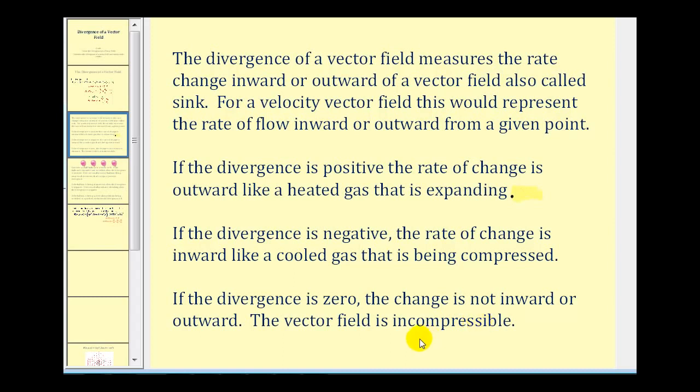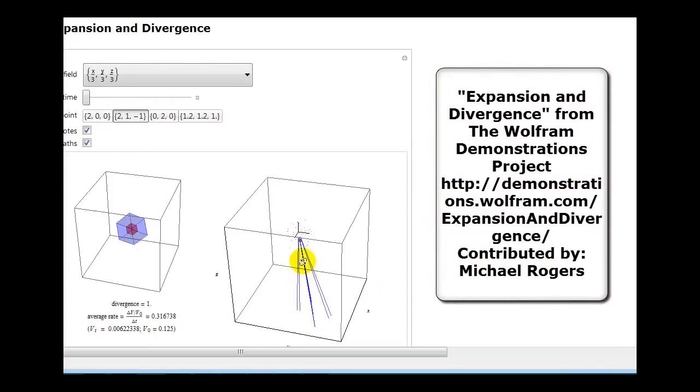Let's take a look at an illustration of divergence. What's going to happen here is there's a little red box that's going to take the path along these blue lines. And since the divergence here is equal to 1, or it's positive, the volume of this box is going to expand or increase along this path through the vector field. Let's take a look. You can see as it takes the path, the volume of the red box is expanding. This is what it means to have a positive divergence.